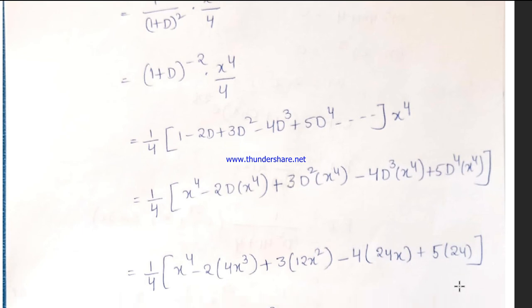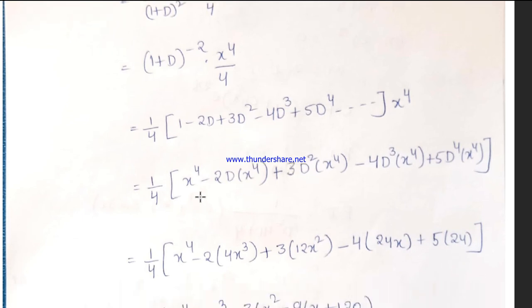So that is, you can write 1 by 4 into x power 4 minus 2 into, so derivative of x power 4 is 4x cube, plus 3 into, so second derivative, so already first derivative exists in the first term, you can differentiate this term, so 12x square. So next minus 4 D cube, already second order derivative is there, so that's why differentiate this term, that is 24x, plus D power 4, D cube derivative is there, means D cube of x power 4 is there, so that's why differentiate that term with respect to x, we can get the 24.